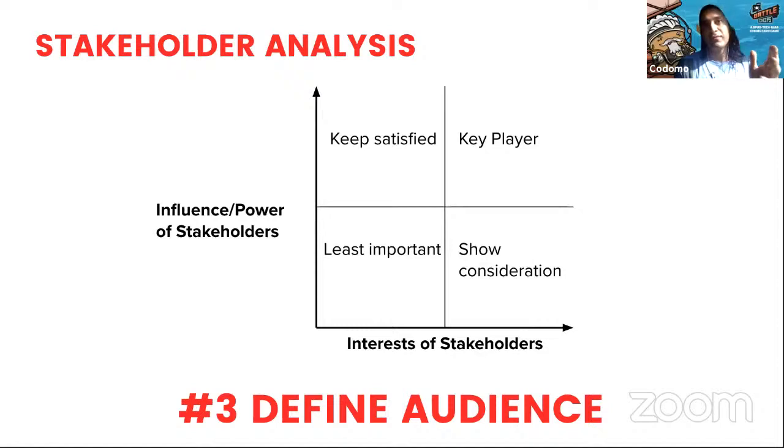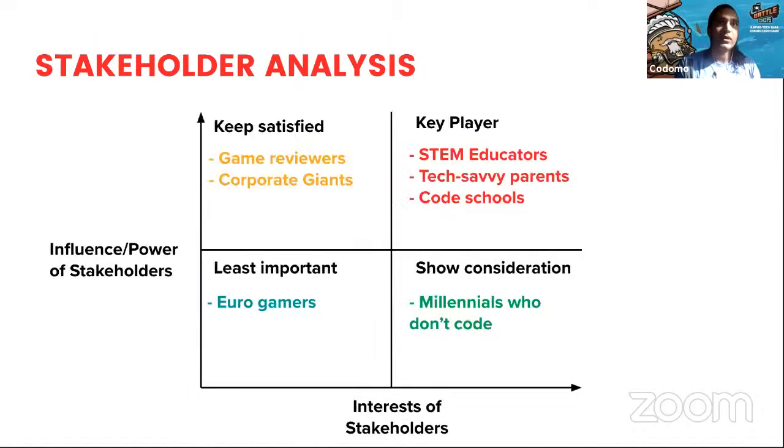Key players, keep satisfied, show consideration, and least important. So this is what it looks like for us. For key players, it's STEM educators, tech-savvy parents, and code schools, similar to what I've shown earlier. But what's also more important is to know who is not going to be your customer, and people who are hardcore gamers who love playing RPG games may not be our audience for Potato Pirates.